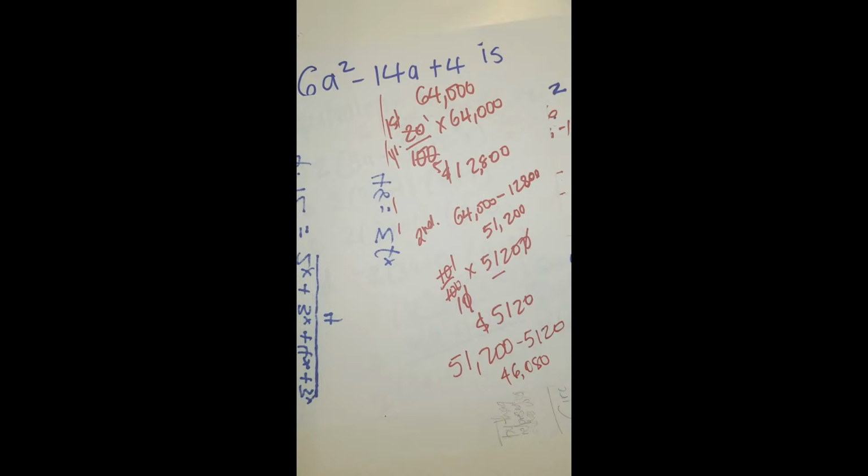Yes, Natalie, that's the answer I got. 46,080 at the end of the second year. So remember, once you say depreciate, you can't use the initial value because every year the car price is going down.